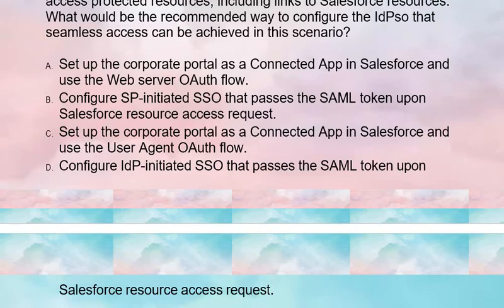Option A, set up the corporate portal as a connected app in Salesforce and use the web server OAuth flow. Option B, configure SP-initiated SSO that passes the SAML token upon Salesforce resource access request. Option C, set up the corporate portal as a connected app in Salesforce and use the user-agent OAuth flow. Option D, configure IDP-initiated SSO that passes the SAML token upon Salesforce resource access request. Correct answer is option D.